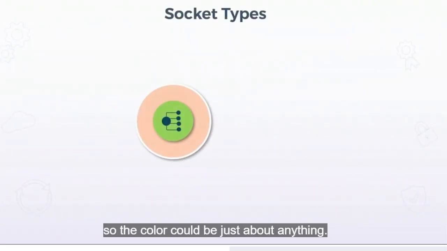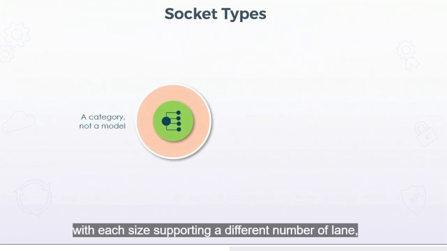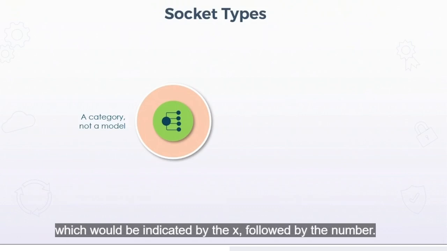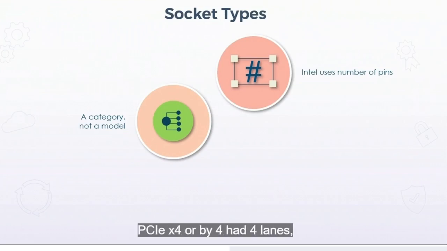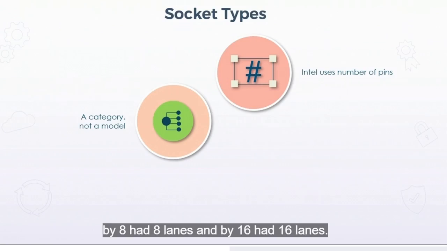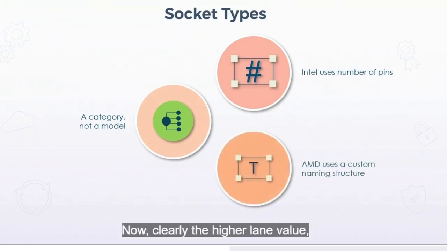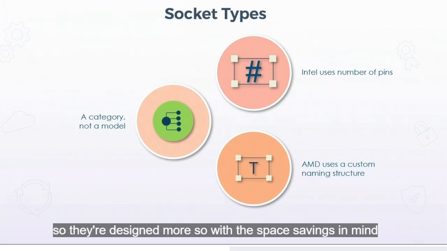Now, while LGA and PGA are two separate types of sockets, they simply define the category of the socket, not the specific make or model. In other words, not all LGA or PGA sockets are the same. Intel will usually define the socket by the number of contacts or pins. For example, an LGA 1155 socket has a total of 1,155 contacts. So only a processor with a corresponding number of contacts can be installed into that socket. AMD, however, typically uses a custom naming structure such as AM3. However, their associated processors would also be labeled accordingly. But in both cases, any one model of socket may have supported several models of processor.